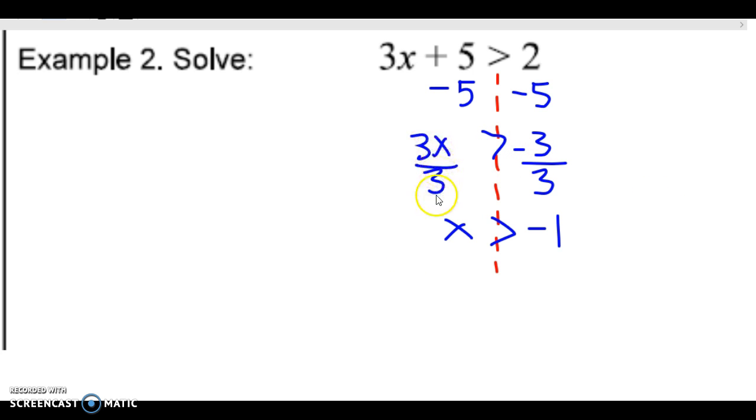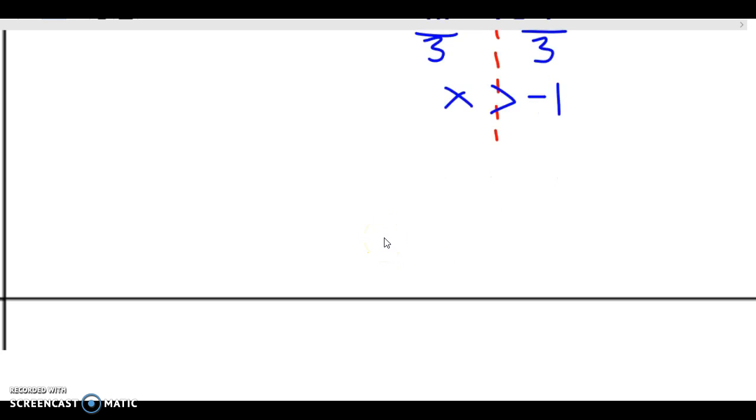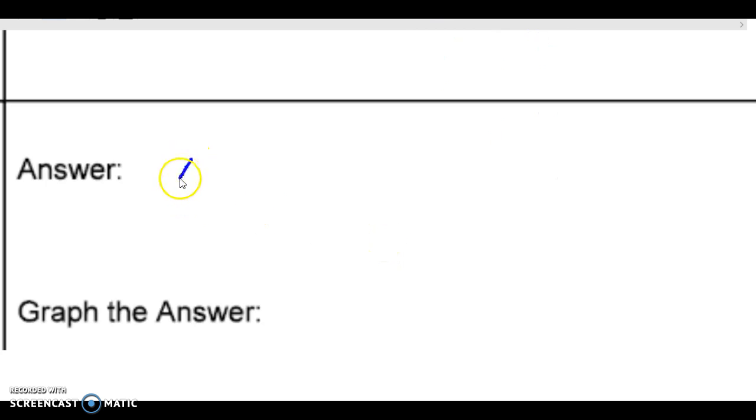So when we divide both sides by 3, we get x is greater than negative 1. That's because negative 3 divided by 3 is negative 1. Let's take a look at how we're going to graph this. So our answer again is x is greater than negative 1.